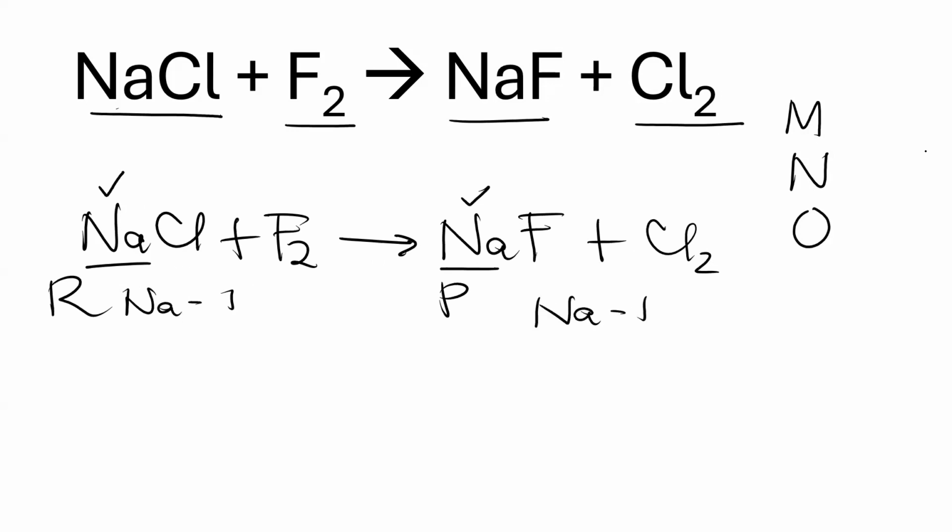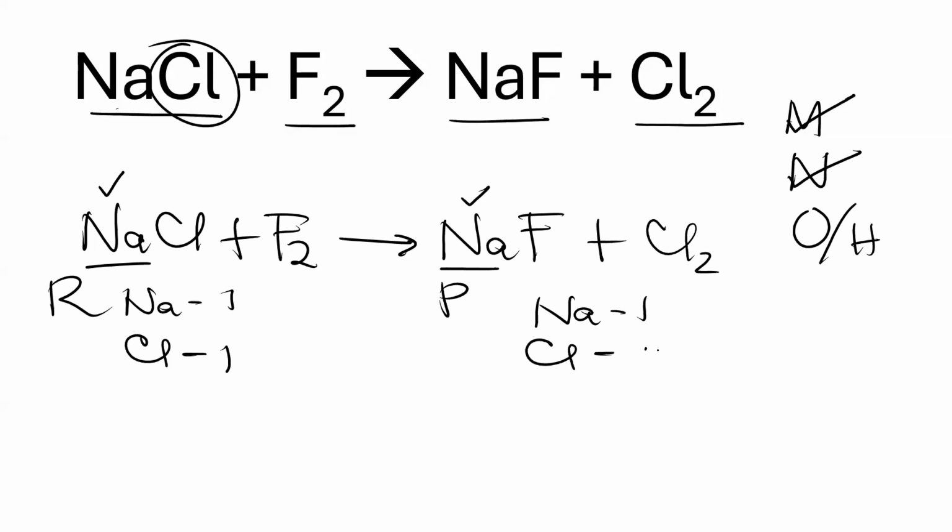Okay. Then we're done with the metal. Then the non-metal other than oxygen and hydrogen is your chlorine. So in this case, the chlorine on the reactant side is 1. The chlorine on the product side is 2. So we need to multiply this by 2 so that this balances out, right?